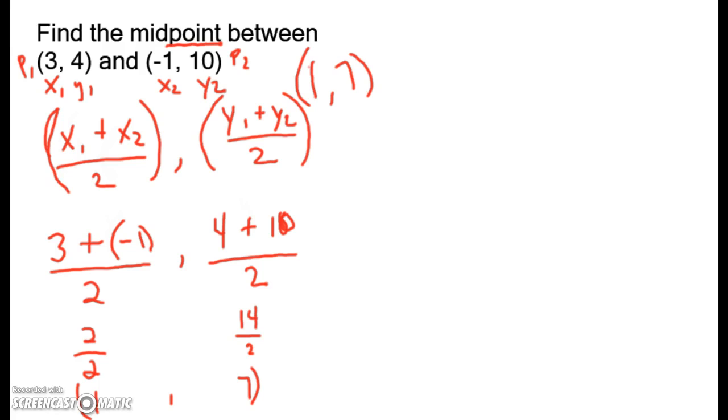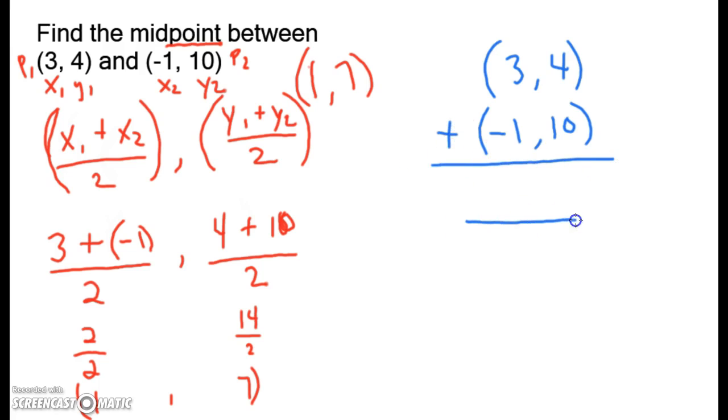All right, I want to show you another way that you could do this, because I like to line my points up. I like to line my points up like this, 3, 4, and -1, 10. All right, when you're doing this procedure, basically what you're doing is you are averaging your X values. You're adding your X's and dividing by 2. You're averaging your Y values, adding them and dividing by 2. Over here, I'm just going to combine that into one step. I'm going to add my ordered pairs, and then I'm going to divide by 2.